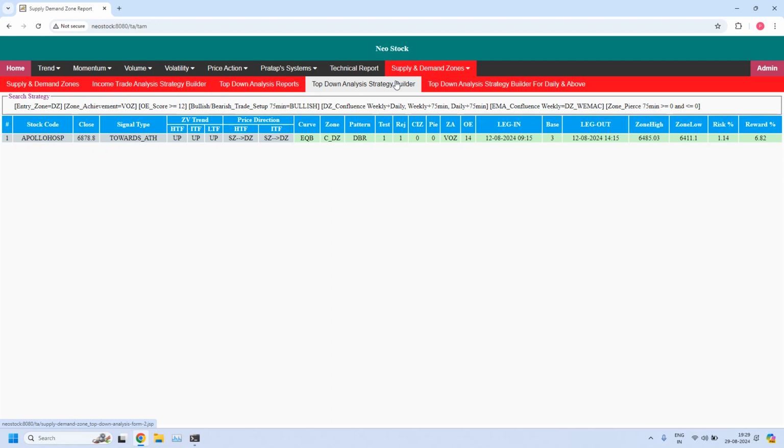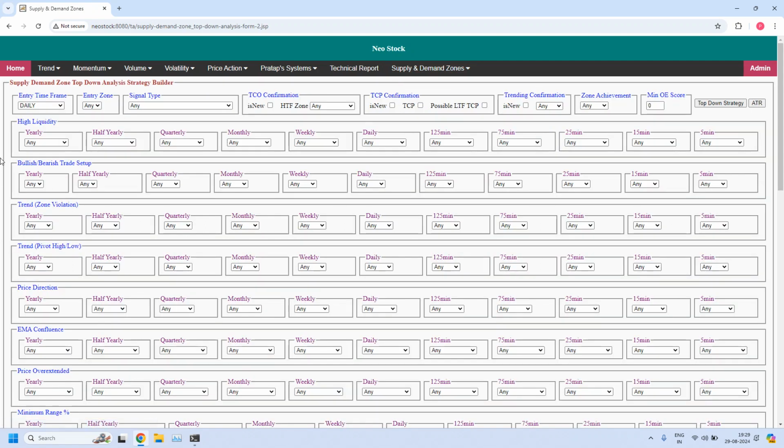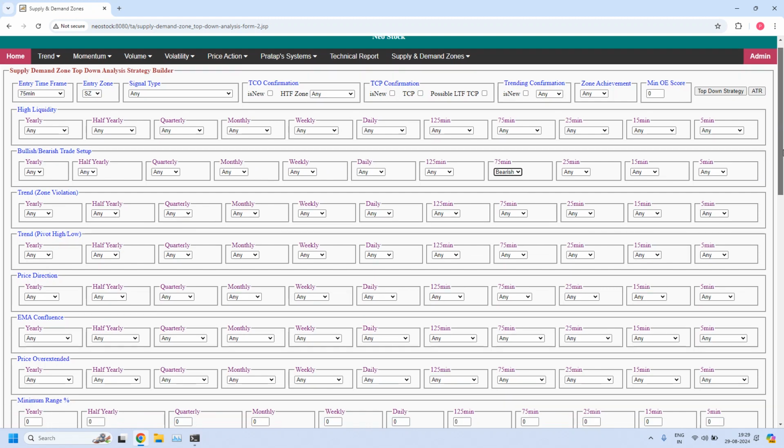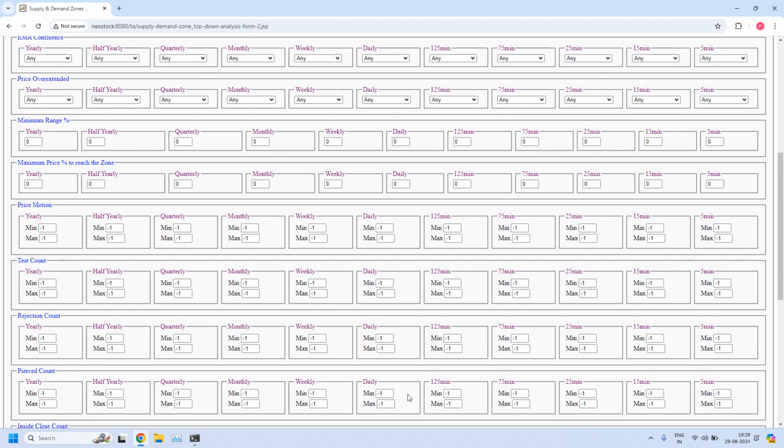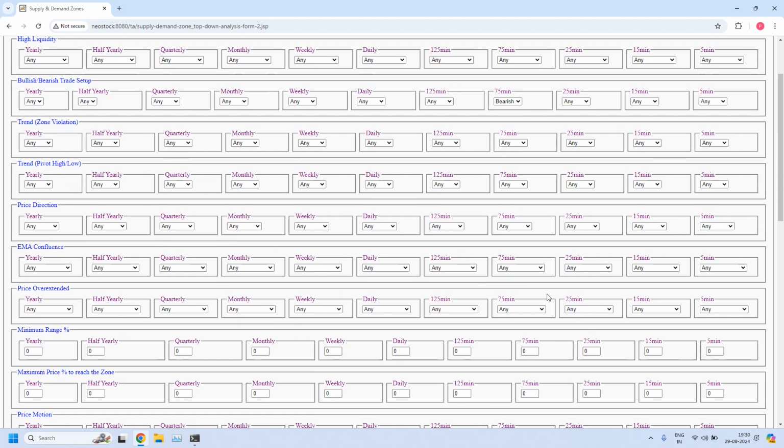The next report, bearish trade setup for weekly income trade. So weekly income trade entry time frame is 75 minutes. Entry zone for bearish trade setup is supply zone. In bullish or bearish trade setup at 75 minutes entry time frame, I am selecting the value bearish. This 75 minutes supply zone should not be pierced. So in the pierced count 75 minutes time frame, I am setting minimum value 0, maximum value 0.